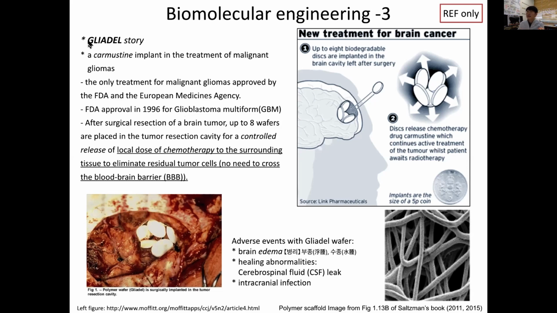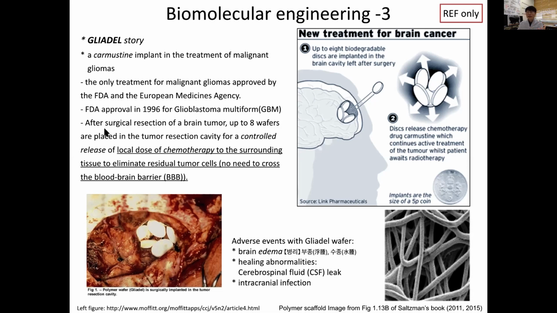So this GLIADEL is a small disc or wafer structure where you put the drug in and then control the release of the drug over time. In this case, GLIADEL has carmustine, which is an alkylating agent which prevents DNA replication, in the treatment of malignant gliomas. This was the only treatment for malignant glioma approved by the FDA and the European Medicines Agency. In 1996, the FDA approved this GBM treatment, the use of GLIADEL.